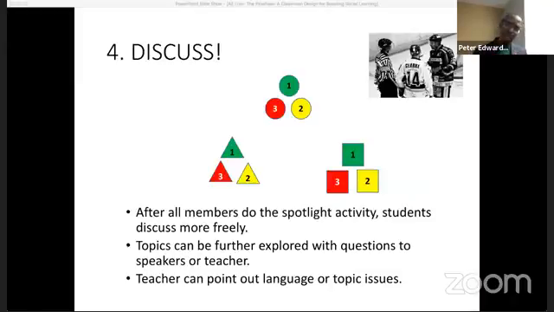So spotlight time and discussion time are different. One is more formal. We stand up. We might even clap when somebody finishes. And discussion time is a little bit more free. The teacher can decide how much time for either of these.